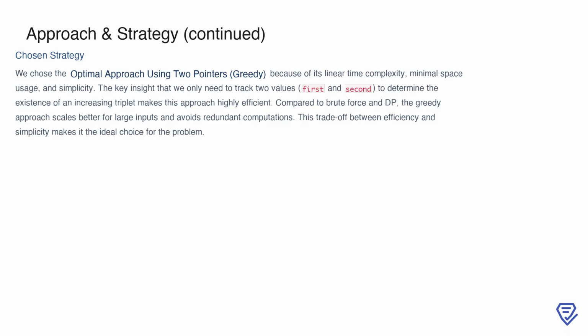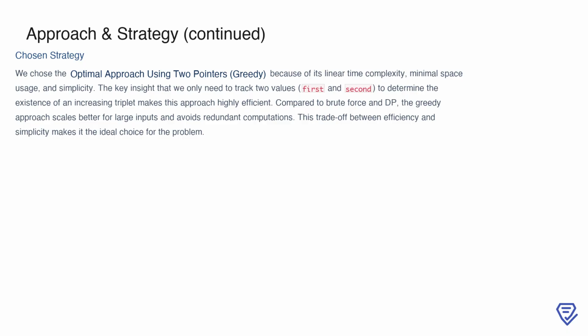The key observation here is that we don't need to explicitly track the entire subsequence. Instead, we only need to keep track of the 2 smallest values, first and second, that could potentially start an increasing triplet. As we traverse the array, we update these 2 values. First holds the smallest number encountered so far, and second holds the smallest number that is greater than first. If we encounter any number larger than second, we can immediately conclude that an increasing triplet exists.